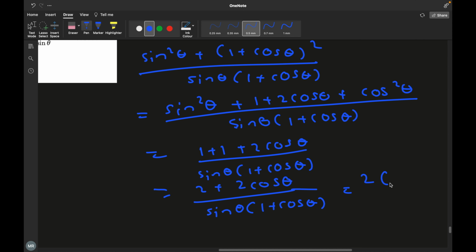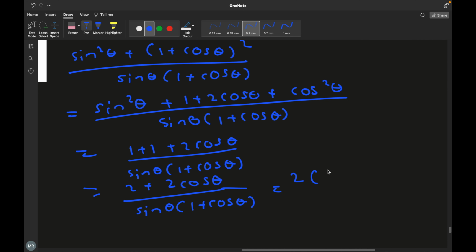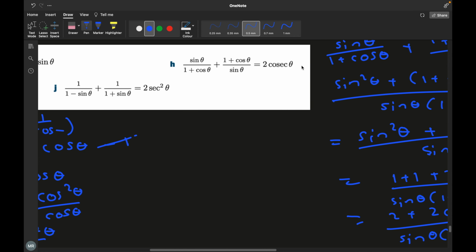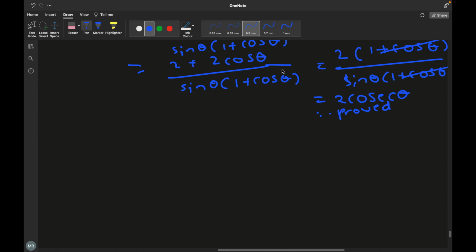Let's take 2 common, divided by sine theta into (1 plus cos theta). We can cancel these two, and we're left with 2 by sine theta, which can also be written as 2 into cosecant theta. And therefore, proved, because this is equal to the RHS. That's what they wanted us to prove, and that's what we did.